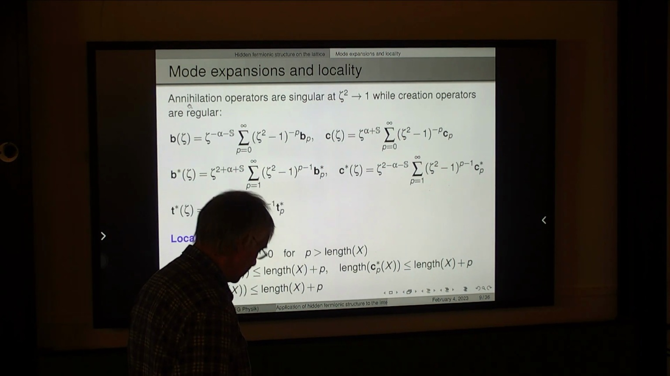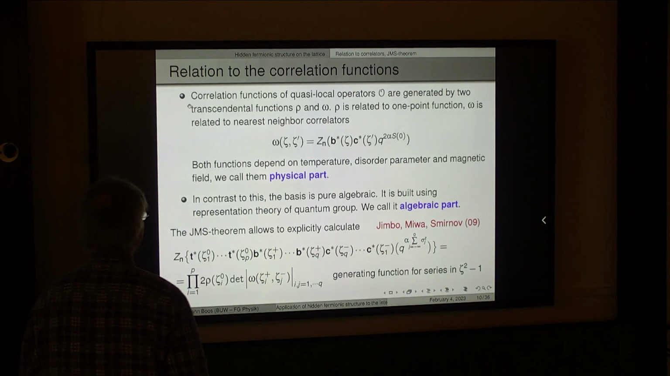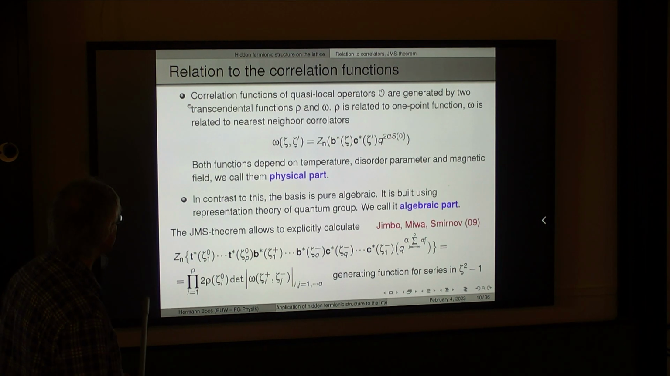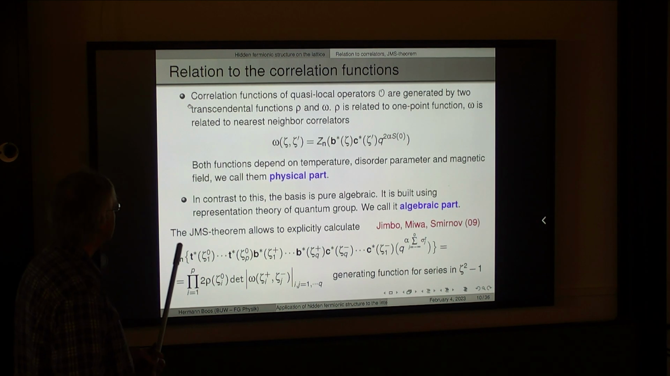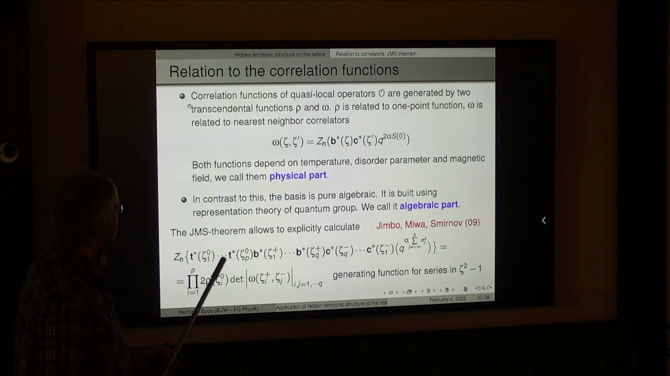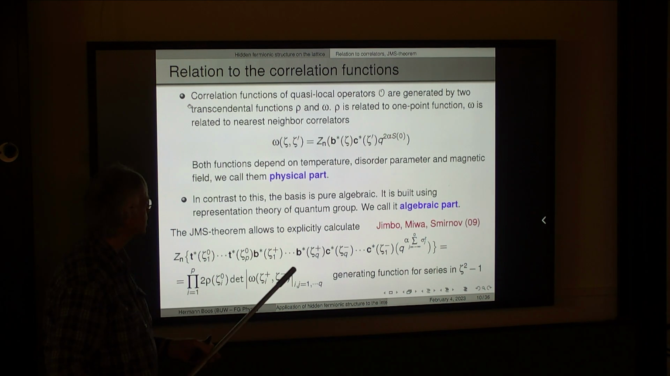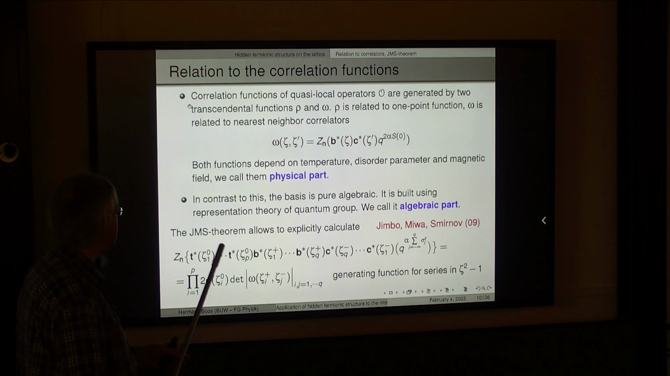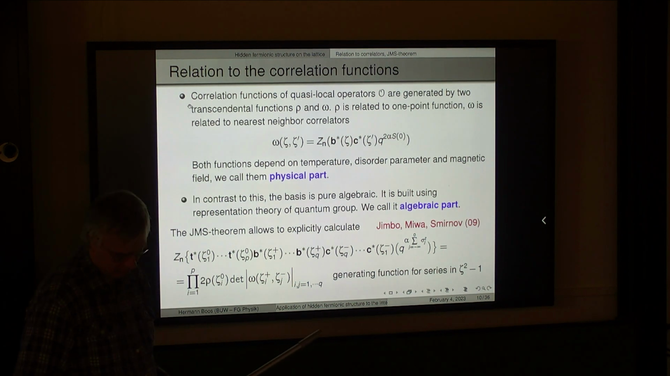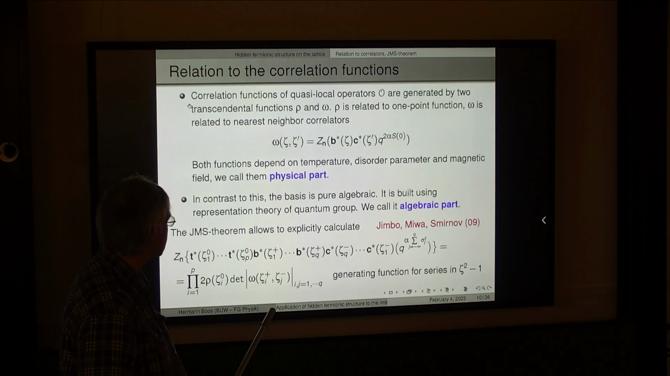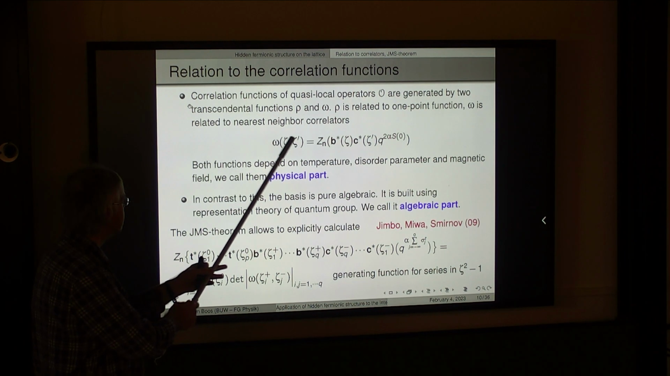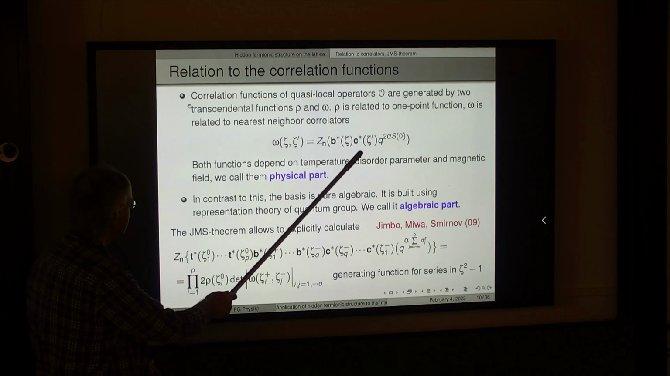So in this sense, they are all partition function, or relation to creation functions is as follows. If we consider creation functions which correspond to some quasi-local operator, or actually they are generated by two transcendental functions, rho and omega. And rho is, so to say, simple. It's related to one-point function, and omega is related to the nearest neighbor correlator, like this.